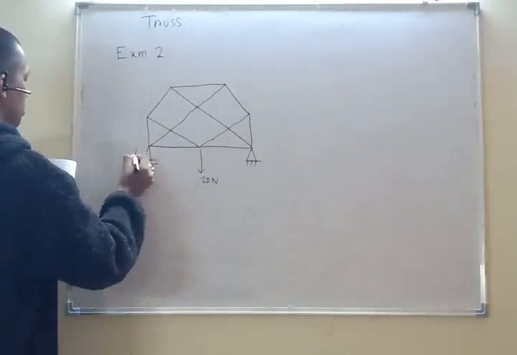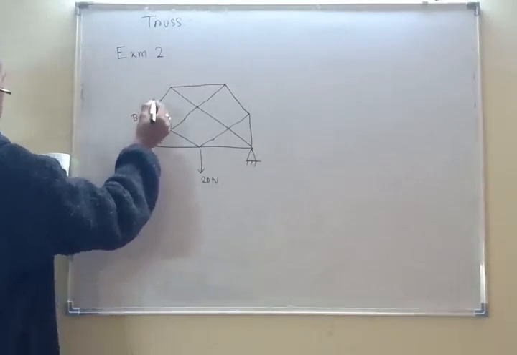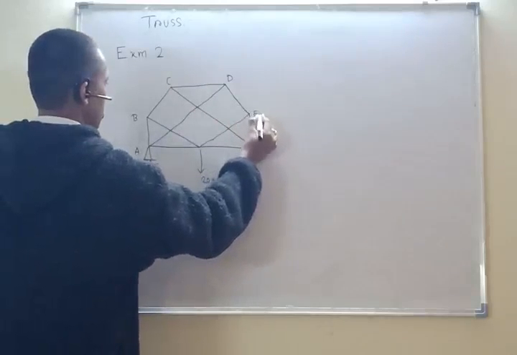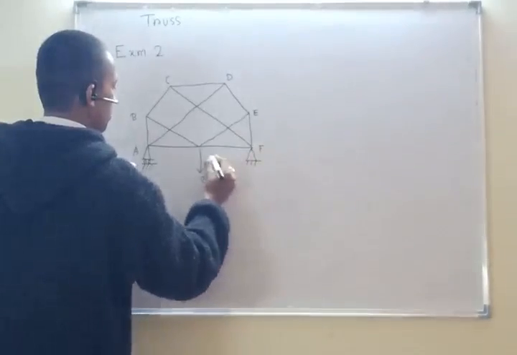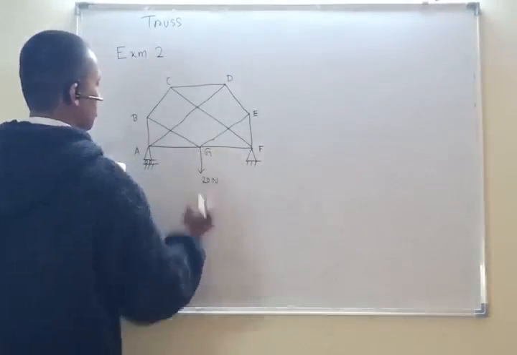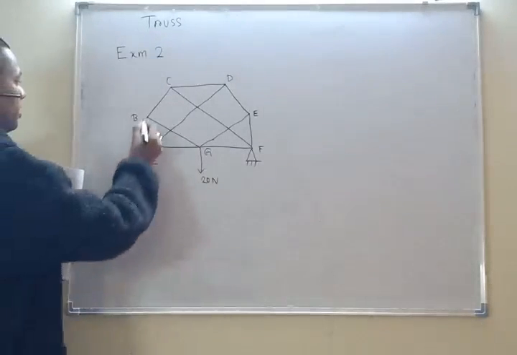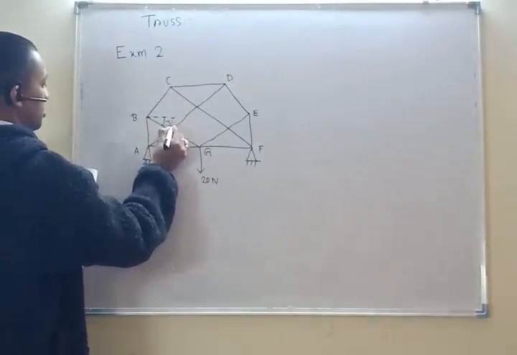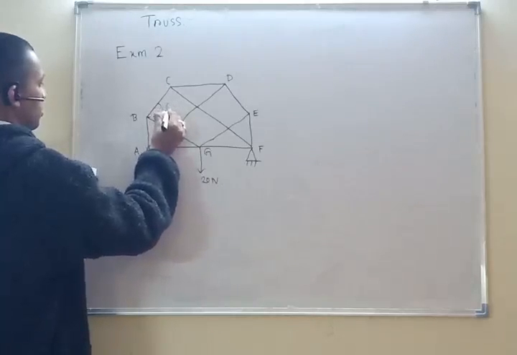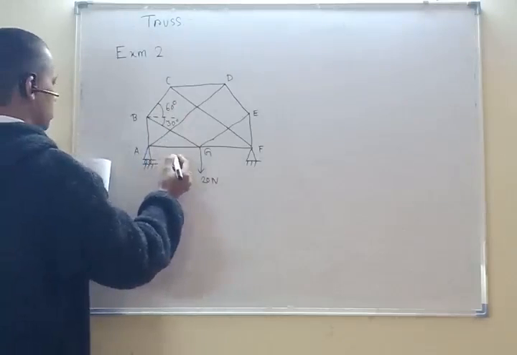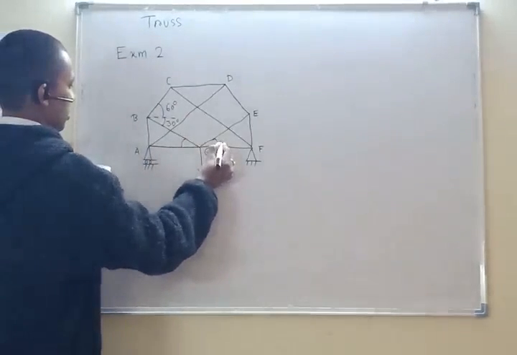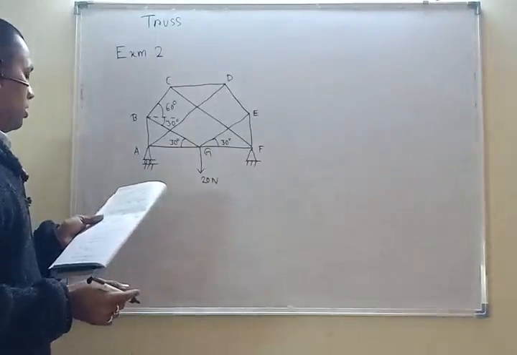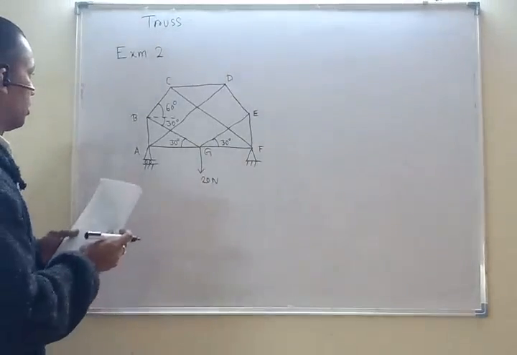So the names are A, B, C, D, E, F, G. Okay, this angle is given as 30 degrees, this one as 60 degrees, this one 30 degrees. Okay, this much is given.